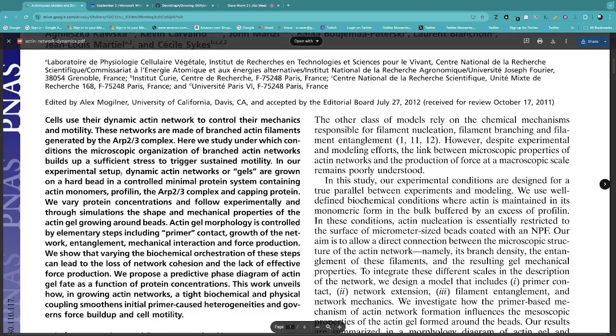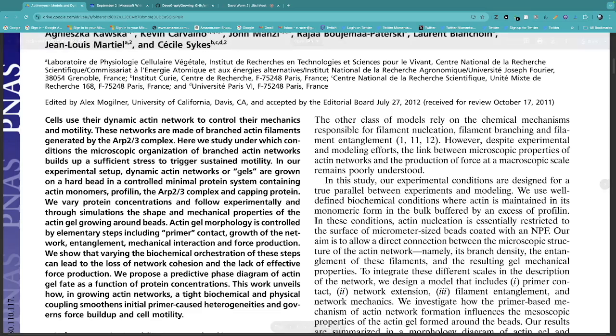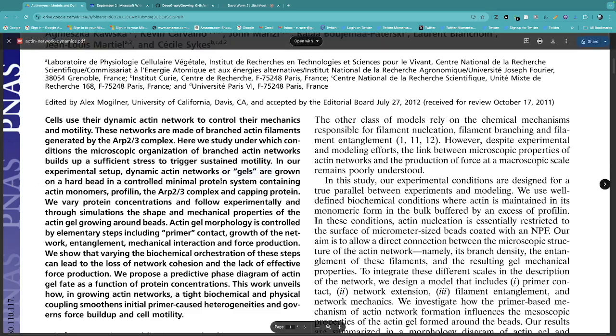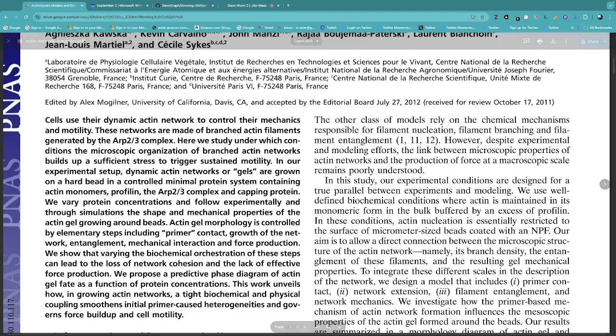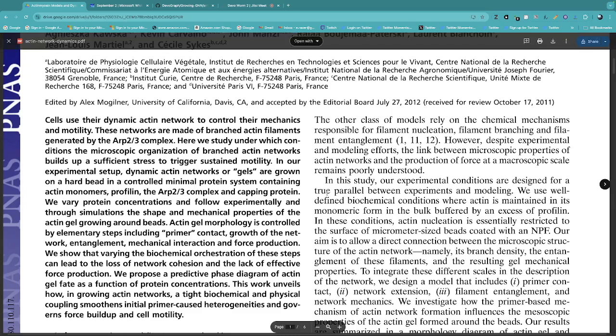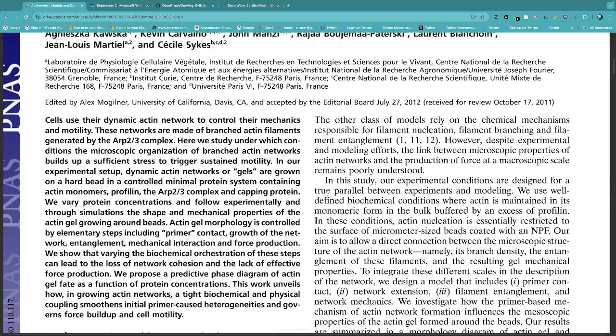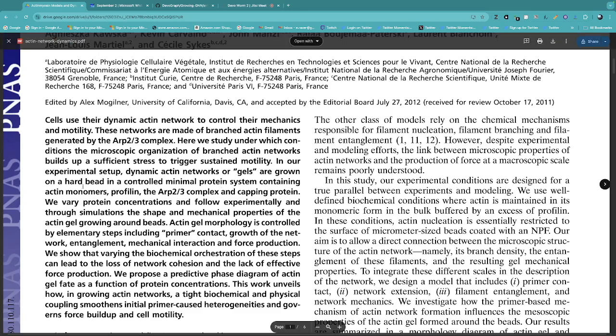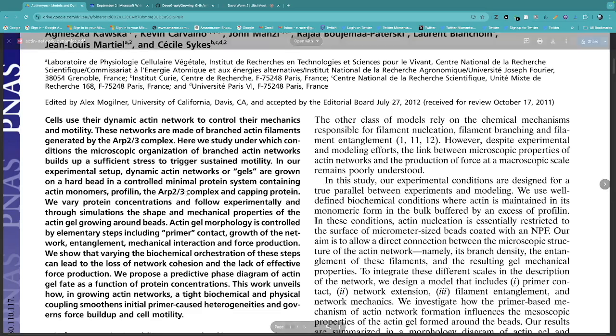In our experimental setup, dynamic actin networks, or gels, so these are modeled as gels, these are modeled as rigid systems, are grown on a hard bead in a controlled minimal protein system containing actin monomers, profilin, the ARP2/3 complex, and capping protein. So this is a minimal protein system. I guess this is done in a gel, so they're isolating the actin network, and they're building this substrate for it, where they have these basic components of the actin network.